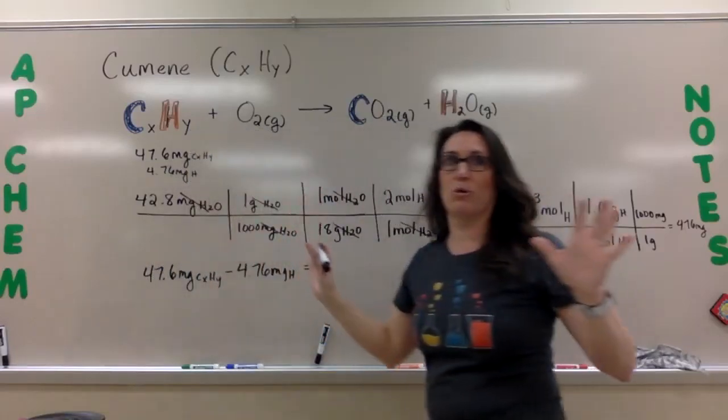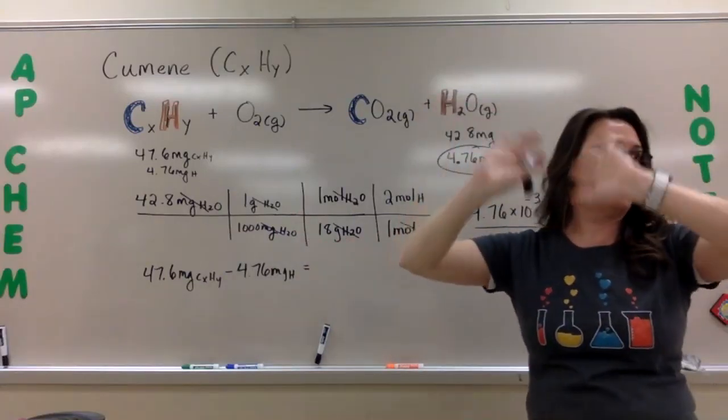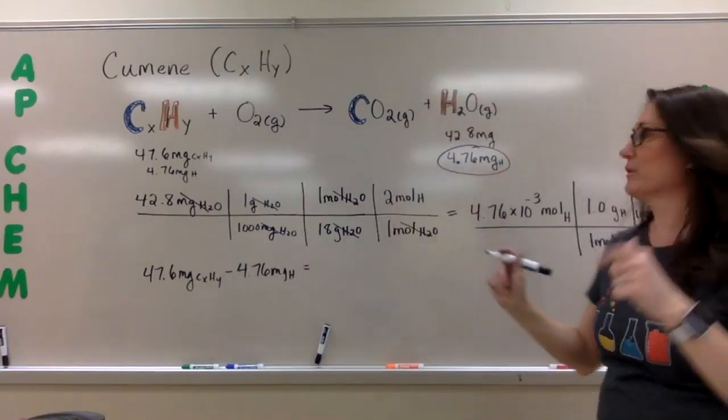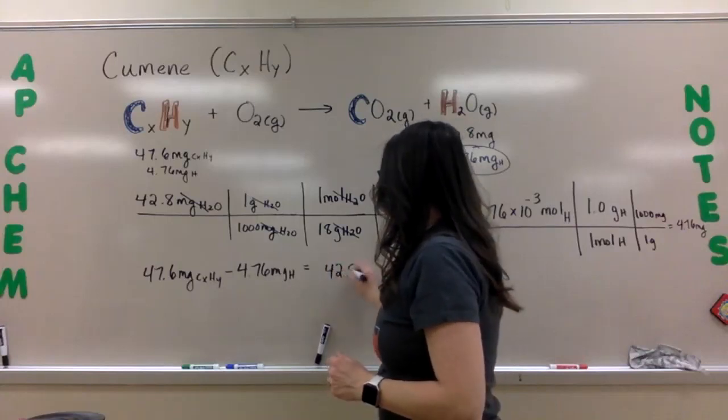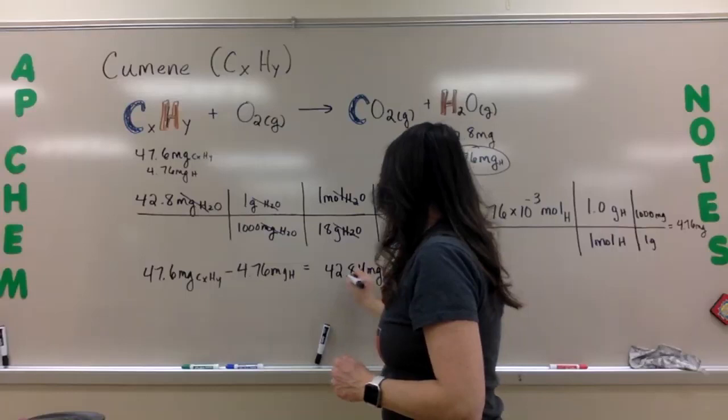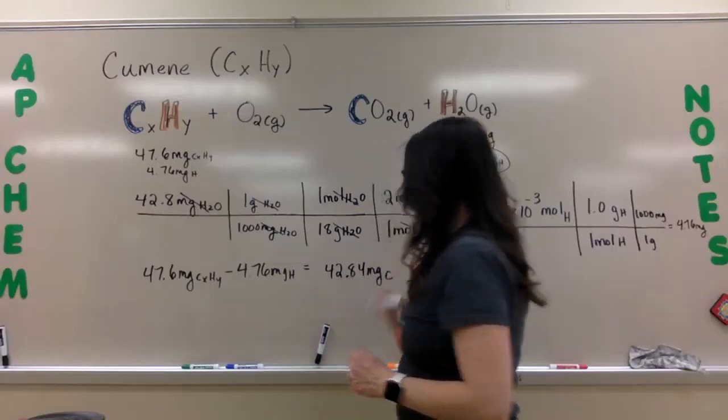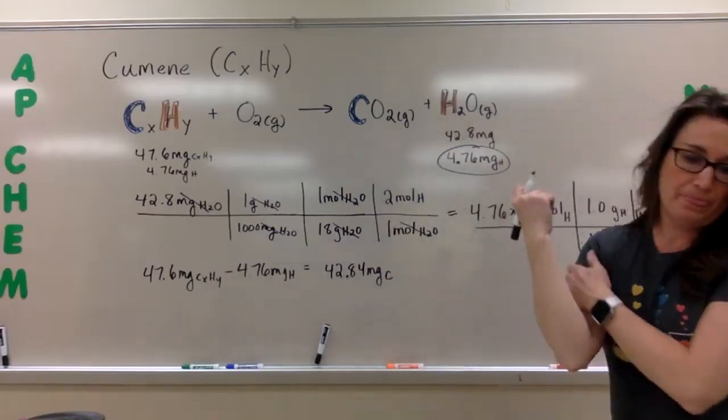We're sort of totally ignoring the oxygen, since you're everywhere. You're always a problem when it comes to combustion. So what is this mass? 42.84 milligrams of carbon. So what can we do now?